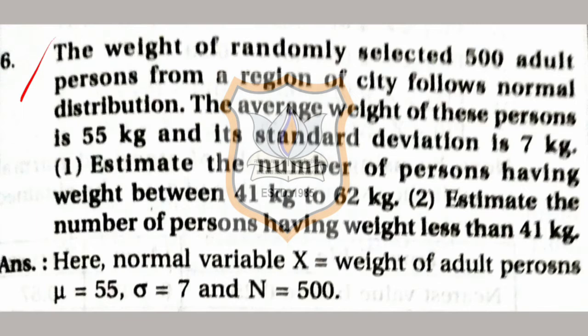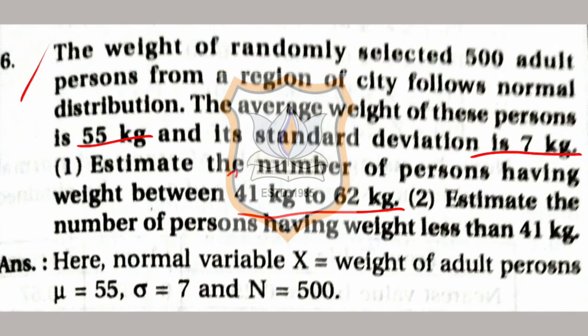Let's solve another question, that is question number 6. The weight of randomly selected 500 adult persons from a region of a city follows normal distribution. The average weight of these persons is 55 and its standard deviation is 7. Estimate the number of persons having weight between 41 and 62.